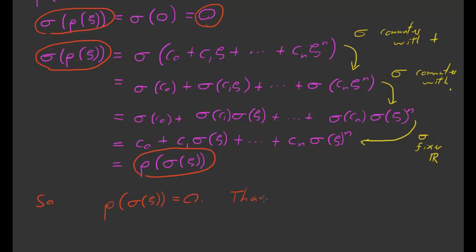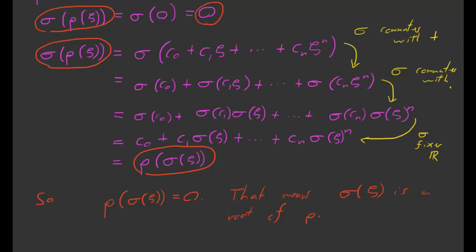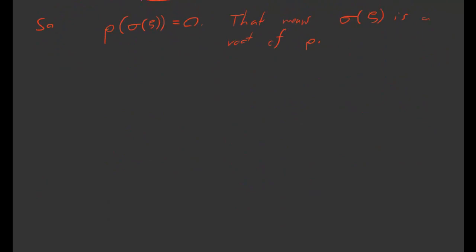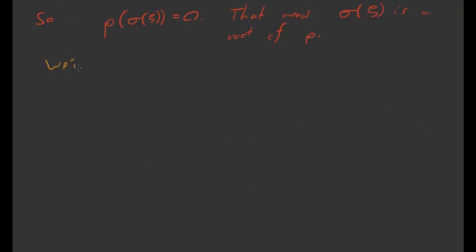And that means that sigma of zeta is a root of P. So we've proven that if zeta is a root of P, then so is sigma of zeta. That is, if zeta is a root of P, then so is its complex conjugate. So we've shown that P of zeta equal to 0 implies that P of sigma of zeta is equal to 0.